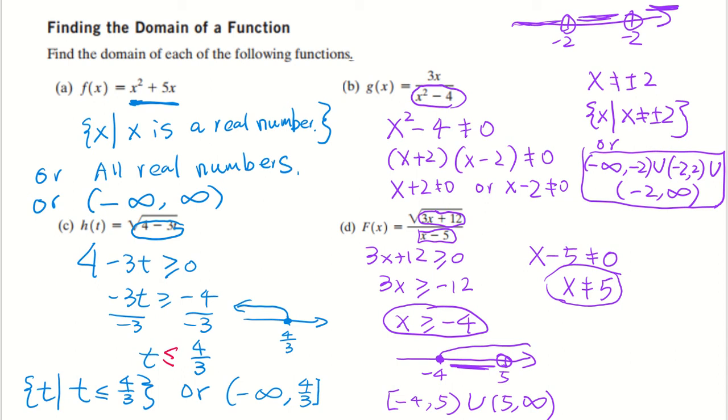Okay, of course, if you want to write it in the set notation, it will be all such x that x is greater than or equal to negative 4, and x cannot be equal to 5.